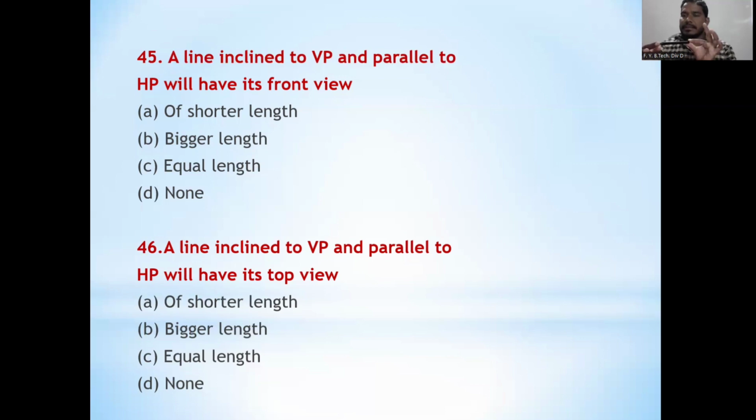Just like this, or I'll consider it like this now. This is our vertical plane. With respect to the vertical plane, it's making an angle, and it's parallel to HP. That means in this case the top view will be inclined to XY, and the front view will be parallel to XY, opposite to that. So I'll draw the front view and top view here.